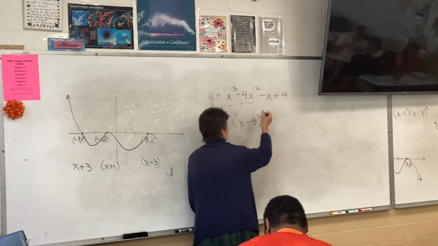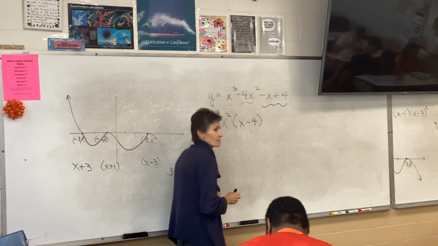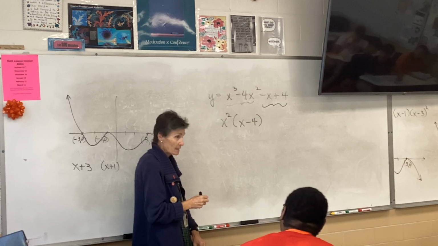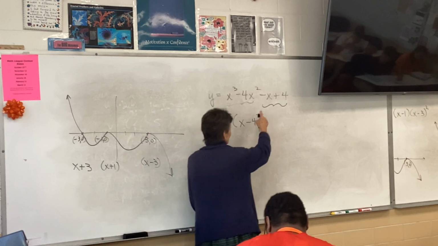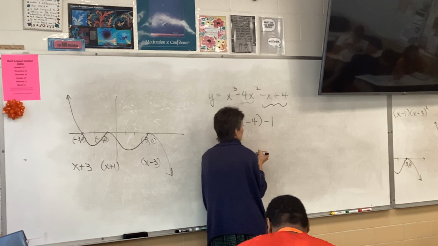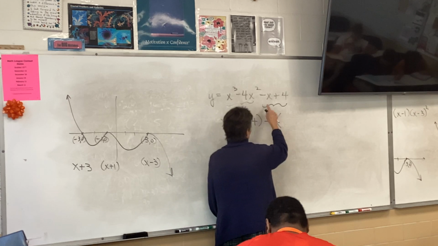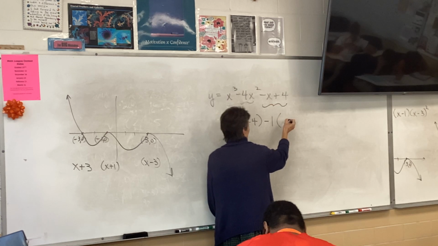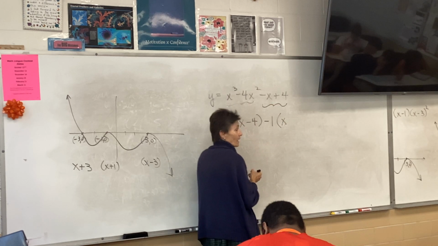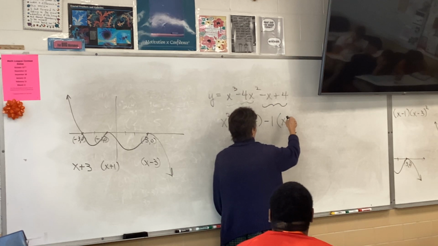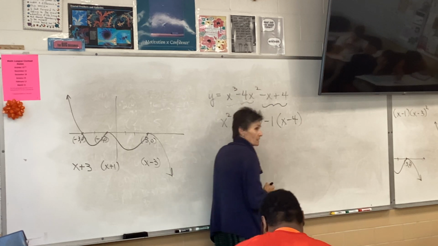Now, what can I take out of these two terms? A negative 1? Yep. If that's a negative right there, just go ahead and pull the negative out. So it's gonna be negative 1, and I'm gonna write a 1 there. And if I take a negative 1 out of a negative x, that's gonna leave me with x. And if I take a negative 1 out of a positive 4, it's gonna leave me with a negative 4.